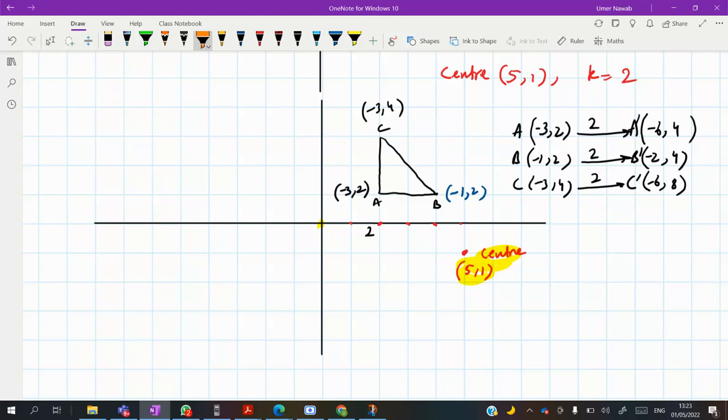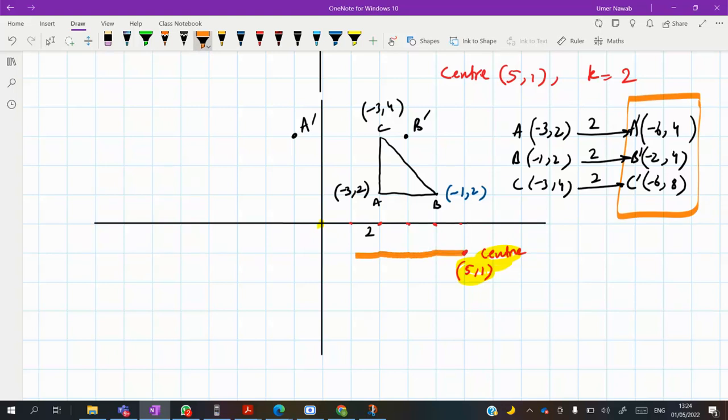The first point is minus 6, 4. So 1, 2, 3, 4, 5, 6, then 1, 2, 3, 4. So the point reaches here. A dash is this one. This is your A dash point. Let me erase. The next is B dash, negative 2, 4. 1, 2, then 1, 2, 3, 4. So I stop here. This is my B dash point. Let me erase. Okay. The third point is minus 6, 8.